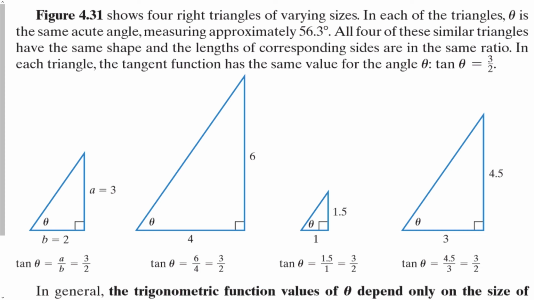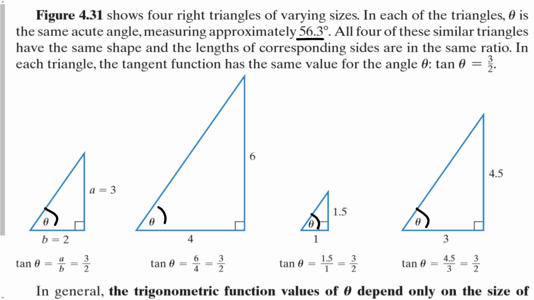And if we look at 4 different triangles, in each of these triangles, theta is always the same. Okay, in this case, it's 56.3. Doesn't matter what it is. But all of these triangles, if you remember in geometry, are similar because the angles are all the same, but the sides are different. Okay, that means they're also proportional.